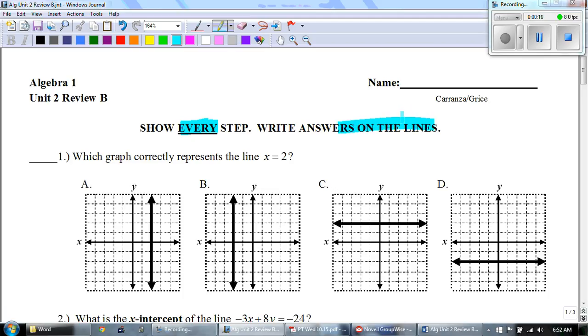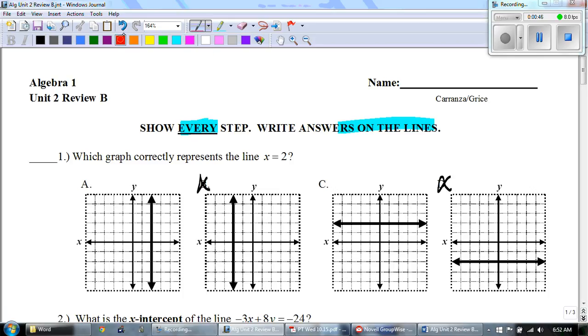Number 1, which graph correctly represents the line x equals 2? Well, you should know by now if this is a horizontal or vertical line. So if you haven't thought of it yet, I know right away that it's a positive 2. So if it's a positive 2, I can get rid of any graph that is at negative 2. So what is it?